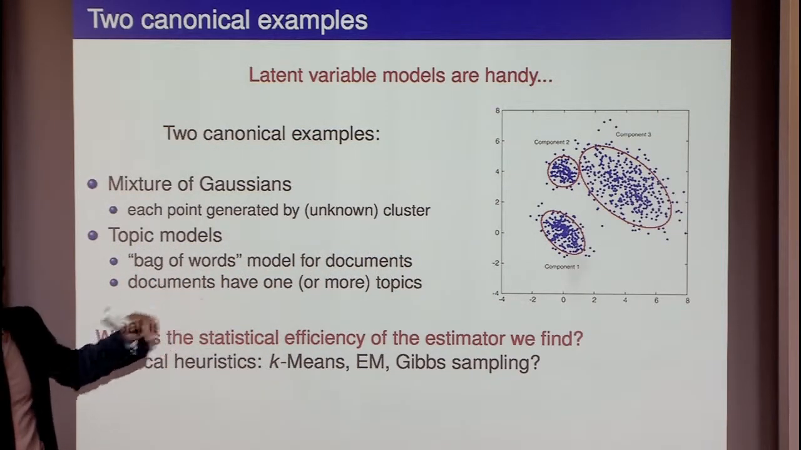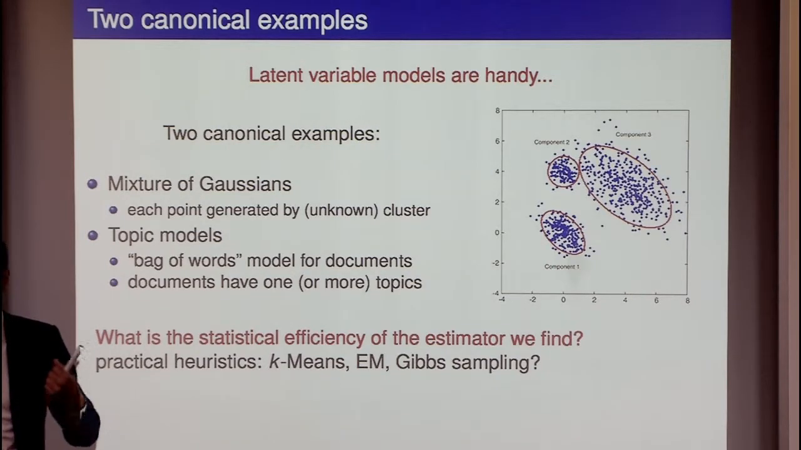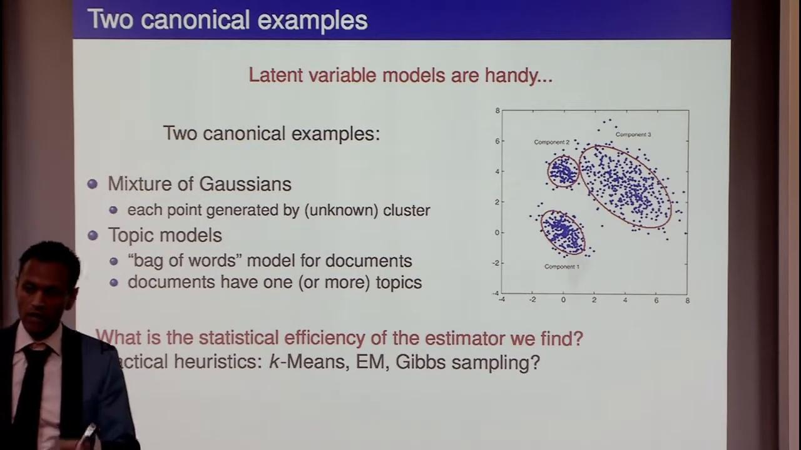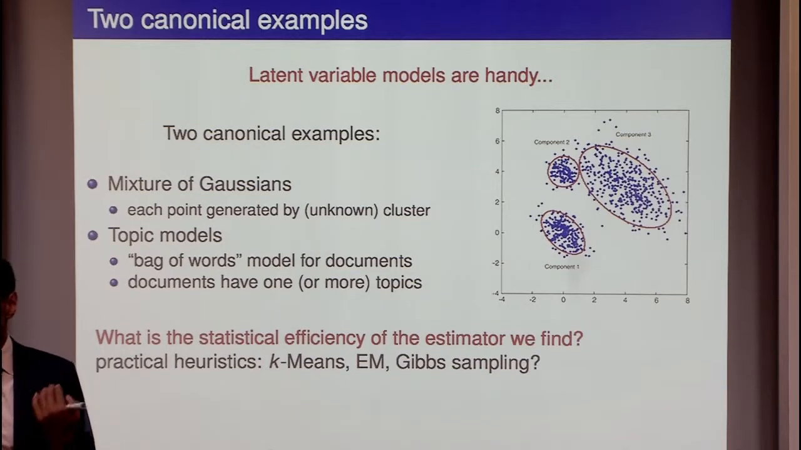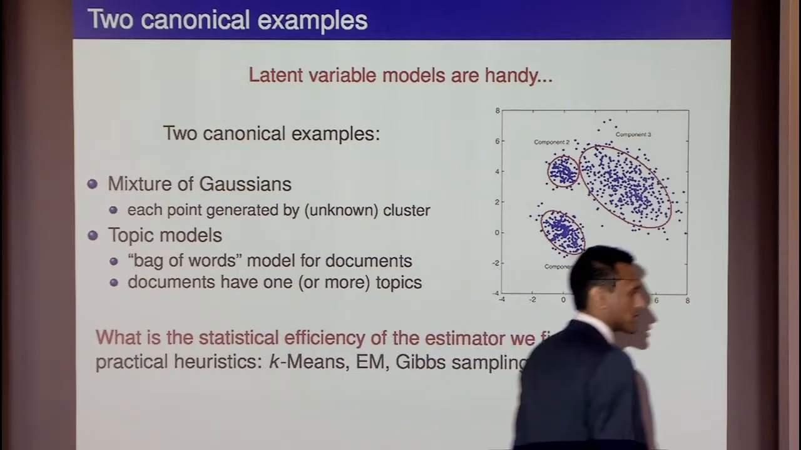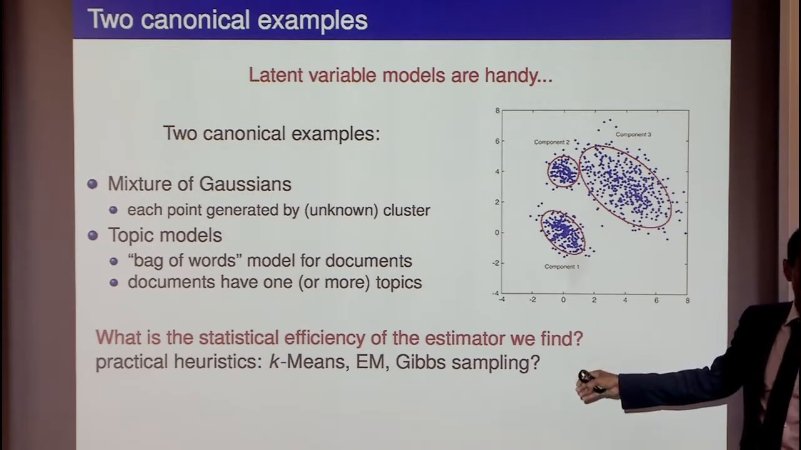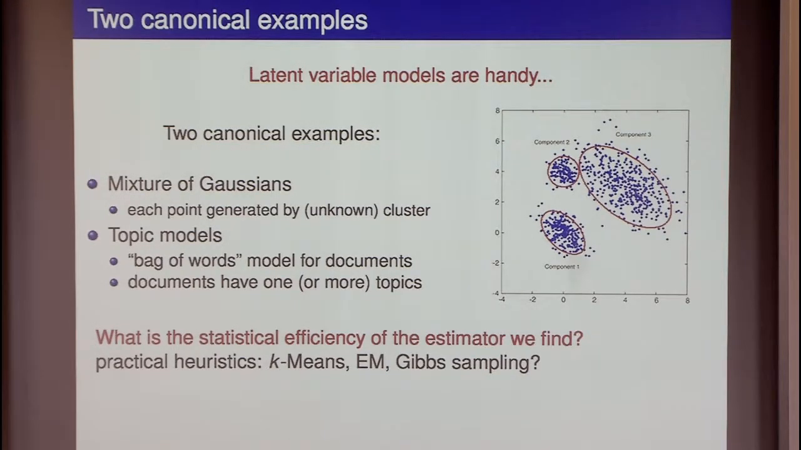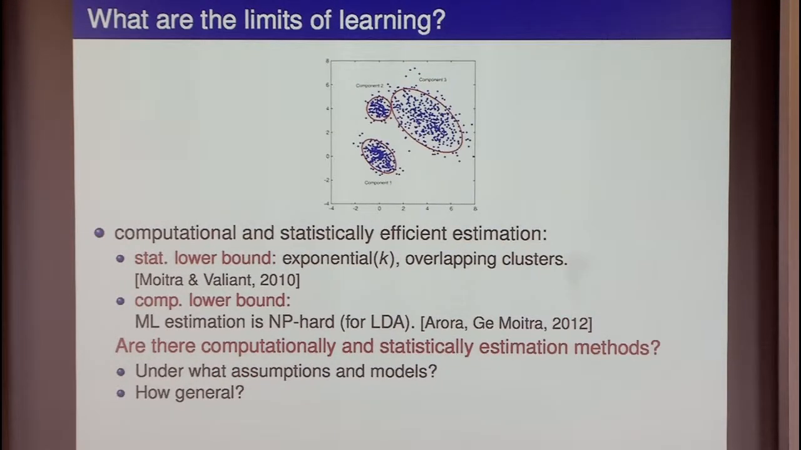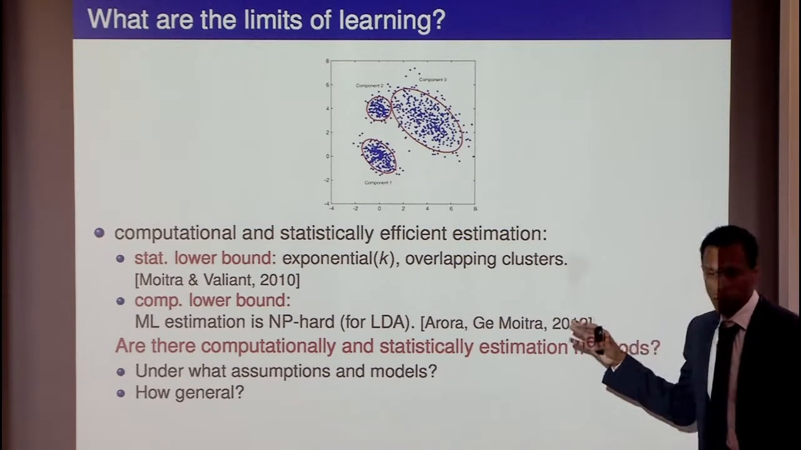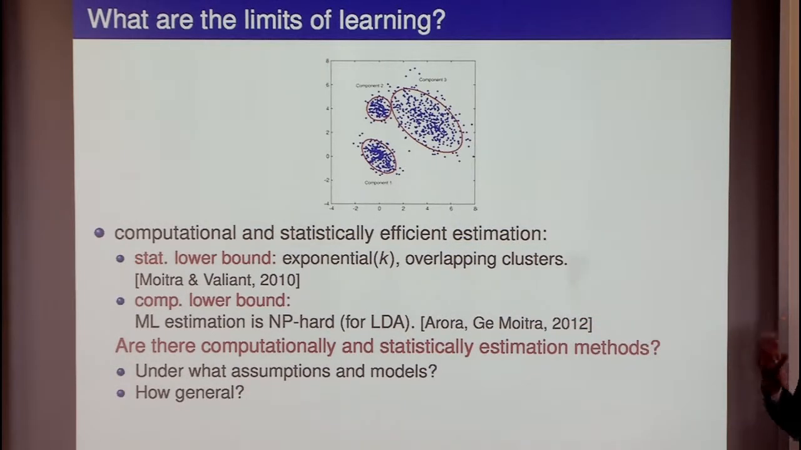And there's another problem of how do we learn topics and documents. So these are models where we have a set of documents, and we think each document has one or more topics inside it. And we see either collections of documents or collection of points. And how do we learn these? In particular, we'd like estimators where we get some statistical guarantees along with computational guarantees. So here, the basic question is, what are the limits of what we can learn, both computational and statistical?